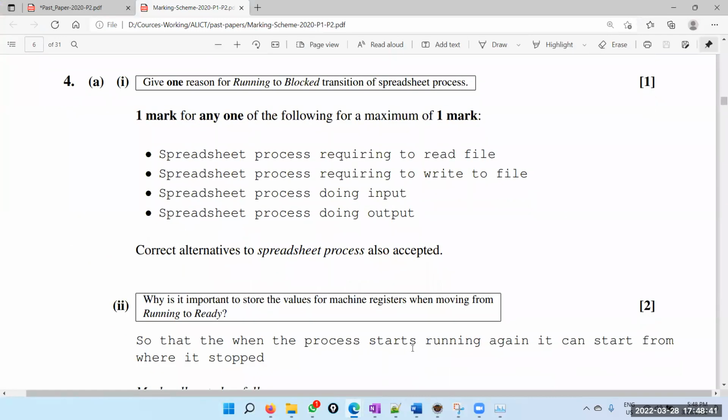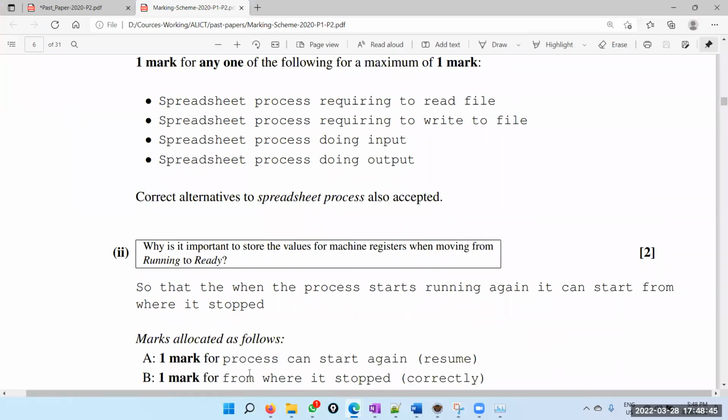So that when the process starts running again, it can start from where it stopped. Right, 1 mark, process can start again. 1 mark from where it stopped. You can see, otherwise you get half a mark. So I gave you the full. I am getting the full marks. Right. When the process is given another chance to run, it can.